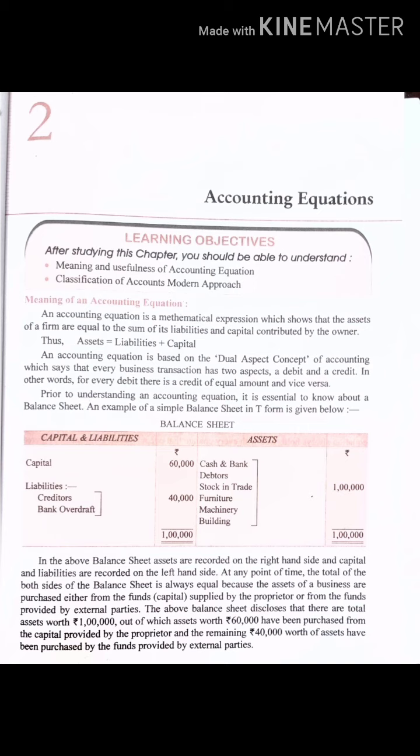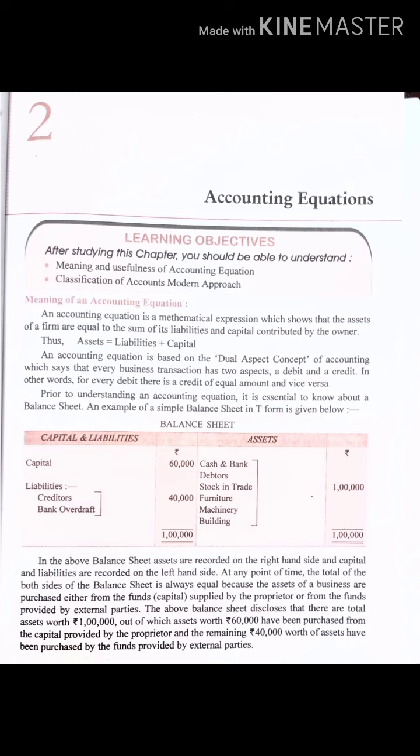Every transaction has two aspects, that is debit and credit. Coming, that is debit; going, that is credit. Am I clear? In other words, for every debit there is a credit of equal amount. That is what I told you. If you purchase 100 rupees of goods, equally 100 rupees of cash you are paying. So 100 rupees of goods are coming and cash is going out. So equal amount of debit and credit.